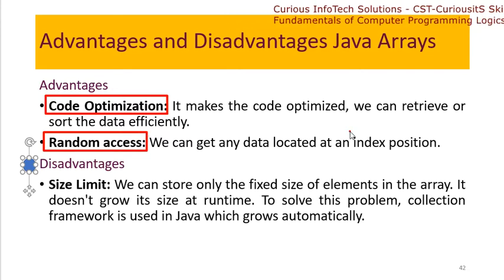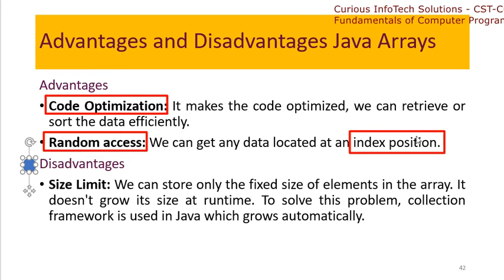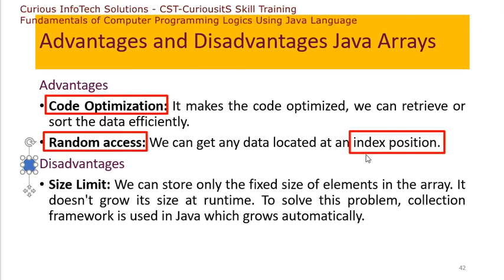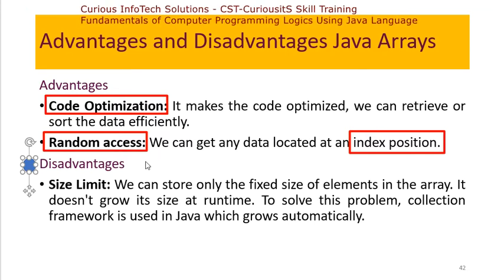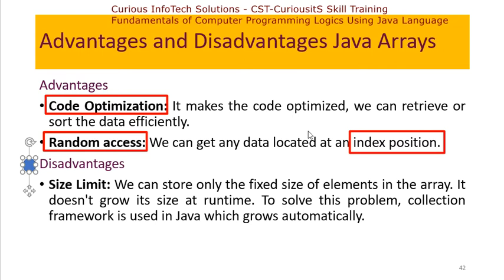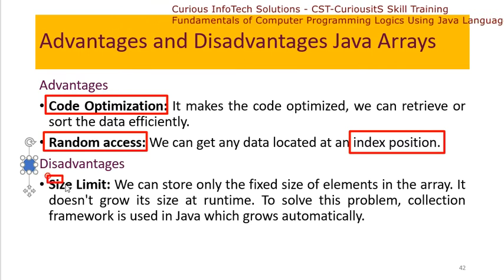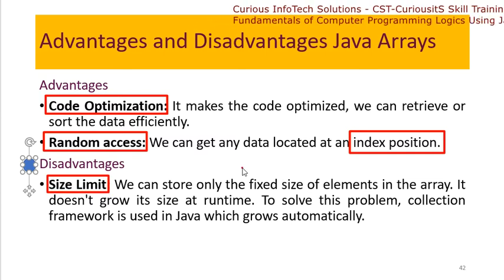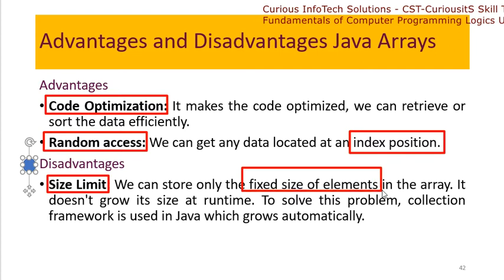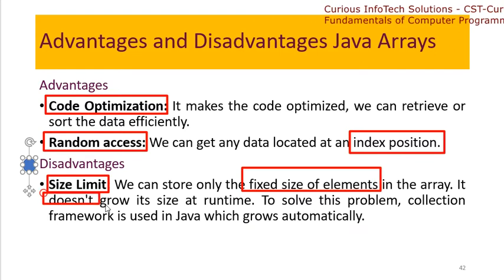So here we have the word index. So every location is represented by an index. So whenever we call directly the last value, we will say the last index is there. Now the disadvantage, the size limit, as this is somewhat a fixed size of elements in the array, तो it will be difficult to grow.